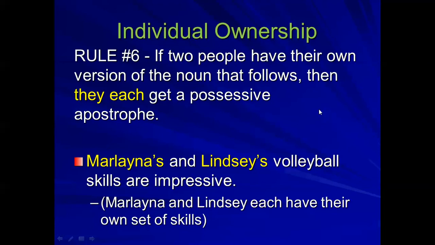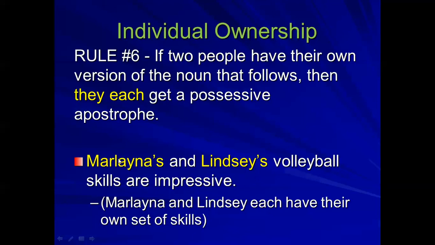If you have a sentence structure like this, Marlena's and Lindsay's volleyball skills are impressive. What you're doing here is naming 2 people, but each individual person has her own skills, right? They have their own set of skills. Marlena might be good at a certain set of things, and Lindsay might be good at a different set of things. But it's not like they both own the same set of skills. So this is what's called individual ownership. If you have 2 people owning their own version of the noun that follows, then they each get a possessive apostrophe. This just means if you have an apostrophe S on both, each individual person has his or her own version of what it is we're getting into here, okay?